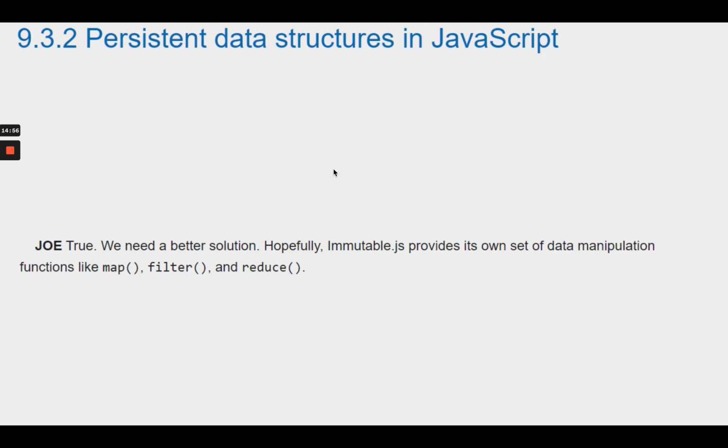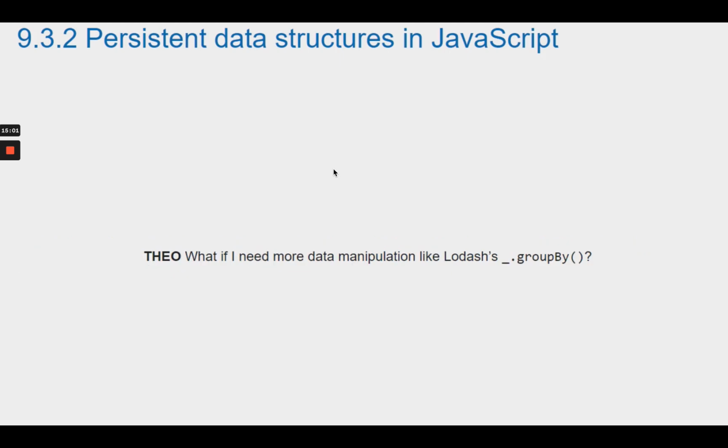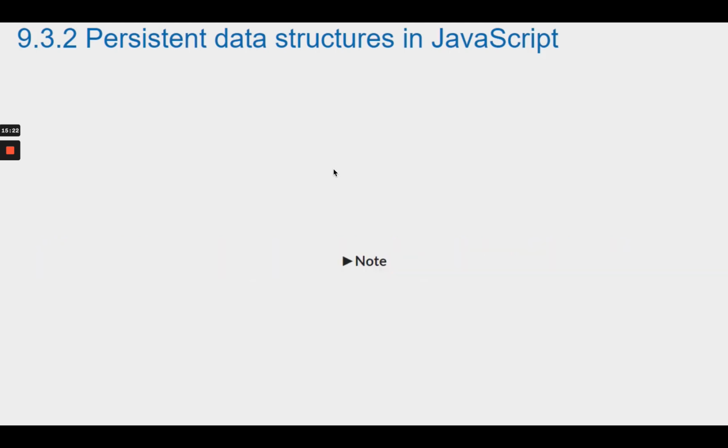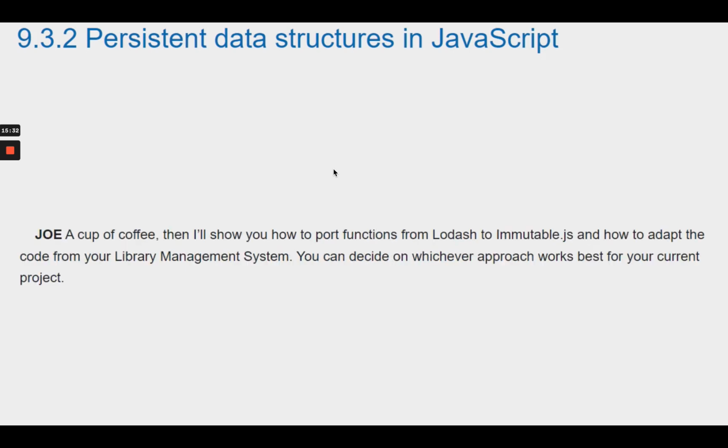Hopefully, Immutable.js provides its own set of data manipulation functions like map, filter, and reduce. Theo: What if I need more data manipulation, like Lodash's _.groupBy? Joe: You could write your own data manipulation functions that work with the Immutable.js collections, or use a library like mudash, which provides a port of Lodash to Immutable.js. Note: you can access the mudash library at github.com/brianneisler/mudash. Theo: What would you advise?